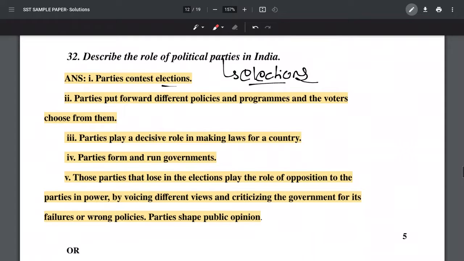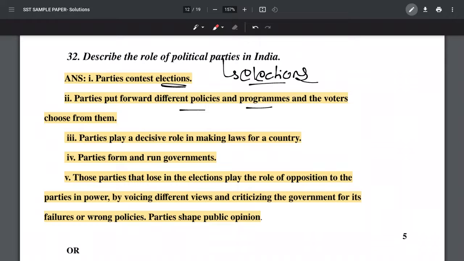Okay, and they're contesting the elections, as in they are standing up for, what we can say, becoming the monitor. Now what will happen? Parties put forward different policies and programs, and the voters choose from them. So what will you do? If you want to become the monitor, you will say, if I become the monitor, I will do these things. Whatever you guys want, I'll help you in that.